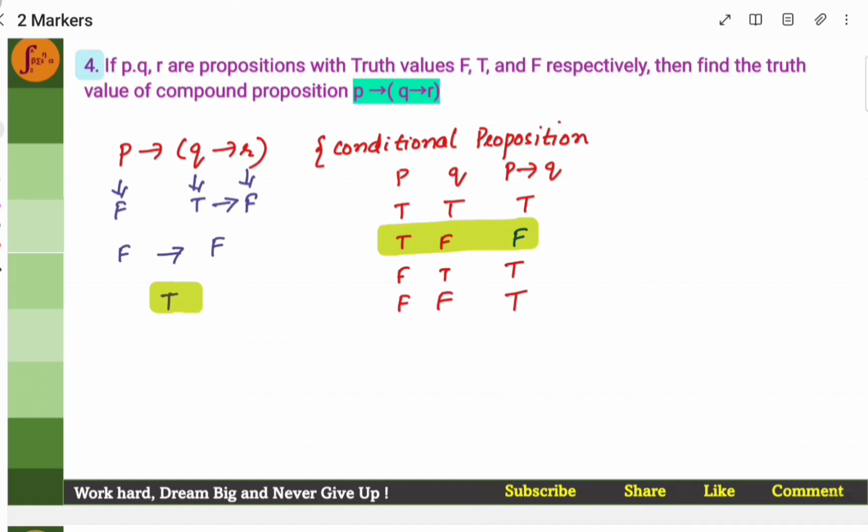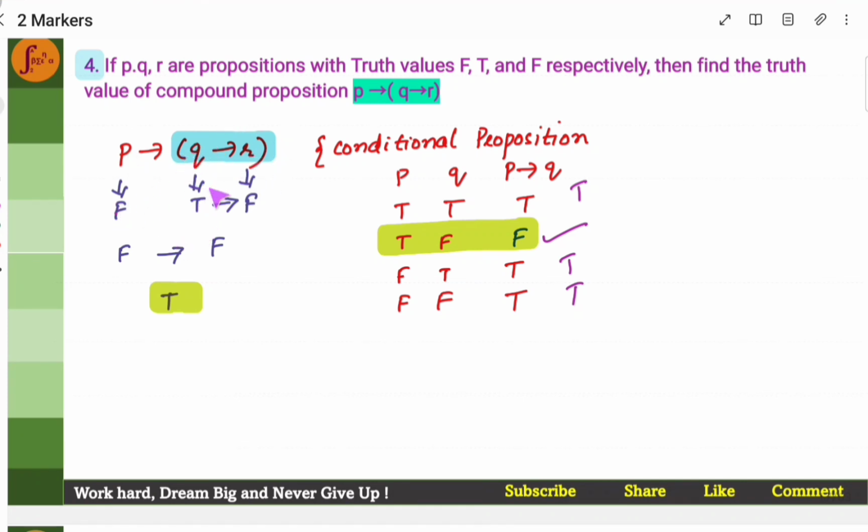The way to remember is, in P conditional Q, the only case when it is going to be false is when P is true and Q is false. Everything else is going to be true. Only in this case it's going to be false, where the first proposition is true, but the second proposition is false. So now, instead of these propositions, put the truth values for each proposition. P is false, Q is true, R is false.